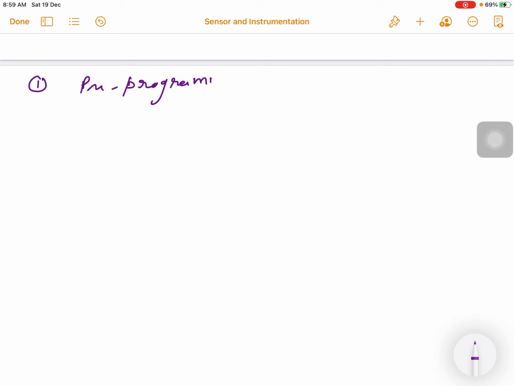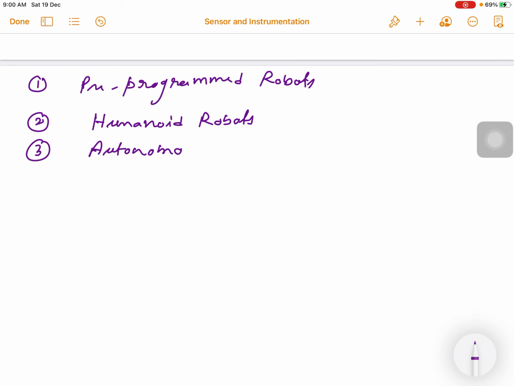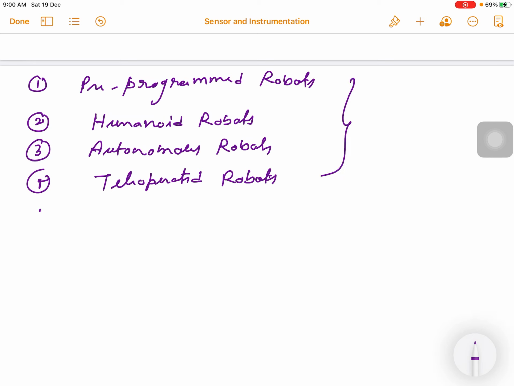If I talk about the different types of robots, there are some examples: pre-programmed robots, humanoid robots, autonomous robots, teleoperated robots. Many examples are available. So, these are some examples of the robots that are available.